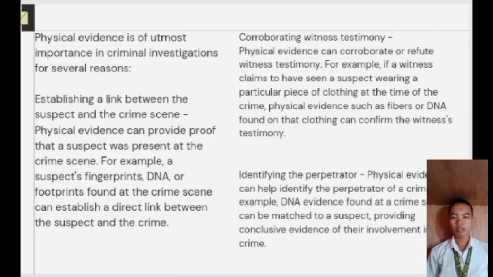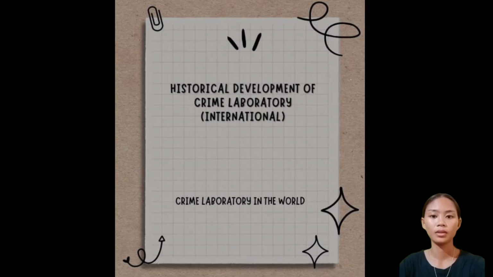Identifying the perpetrator. Physical evidence can help identify the perpetrator of a crime. For example, DNA evidence found at a crime scene can be matched to a suspect, providing conclusive evidence of their involvement in the crime.